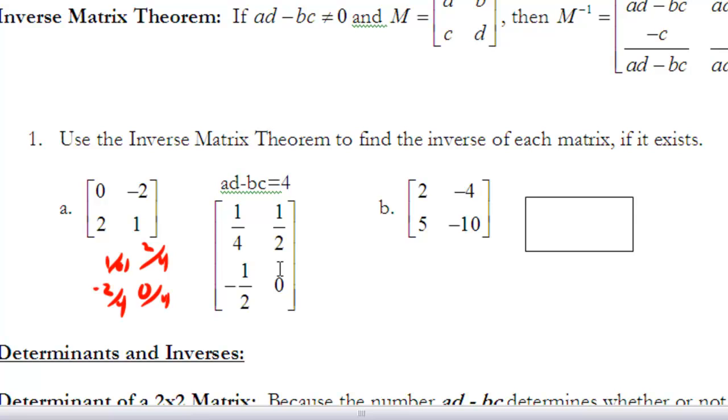Now, if I look at part B, if I look at my AD minus BC, AD would be 2 times negative 10, and BC would be 5 times negative 4. Both of those values are negative 20. So when I subtract AD minus BC, it's equal to 0. What that tells me is that there is no inverse for that matrix. So part B, there is no inverse.